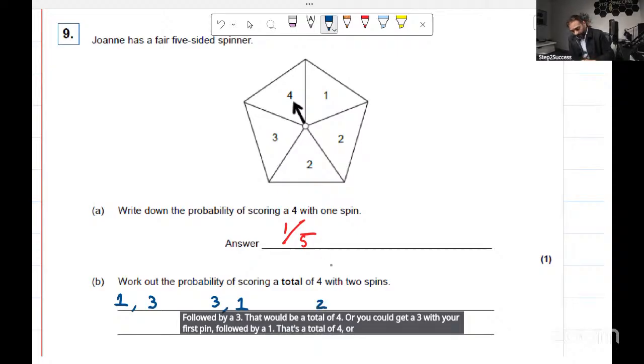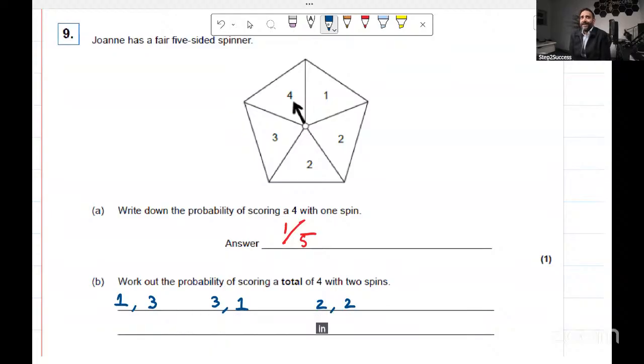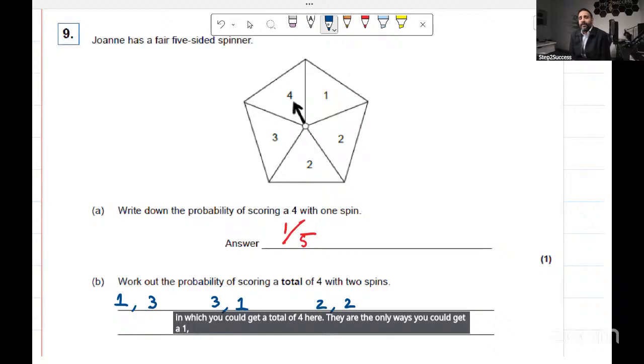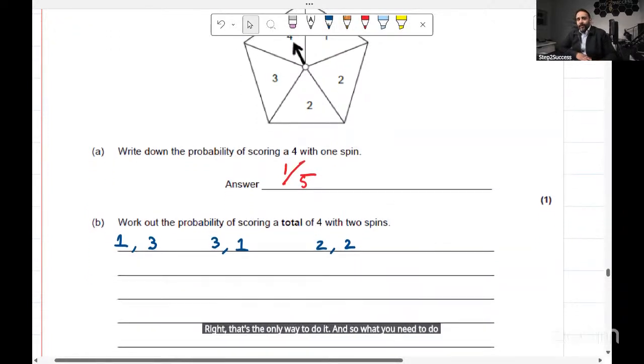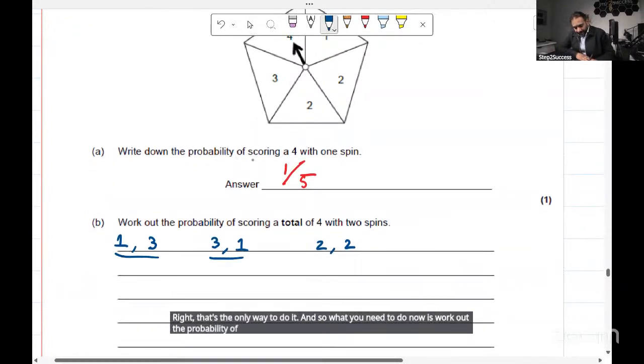Or you could get a 2 with your first spin and a 2 with your second spin. That is also a total of 4. They are, from my reckoning, the only ways in which you could get a total of 4 here. You could get a 1 then a 3, a 3 then a 1, or a 2 then a 2. Right, that's the only way to do it. And so what you need to do now is work out the probability of each of these things happening.